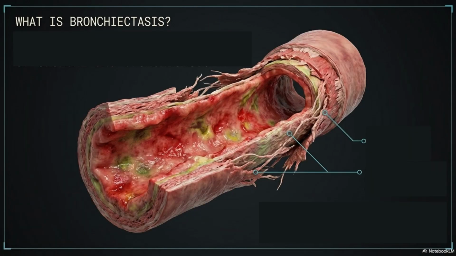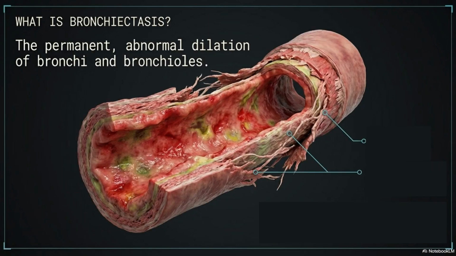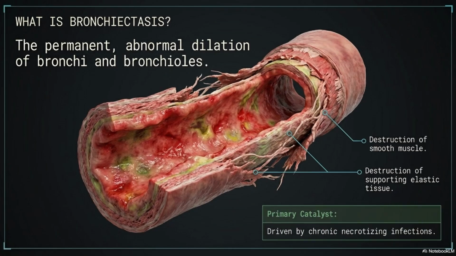So what exactly is bronchiectasis? By definition, it is the permanent abnormal dilation of the bronchi and bronchioles. The primary catalyst for this is the destruction of smooth muscle along with the destruction of the supporting elastic tissue. This entire destructive process is driven by chronic necrotizing infections.